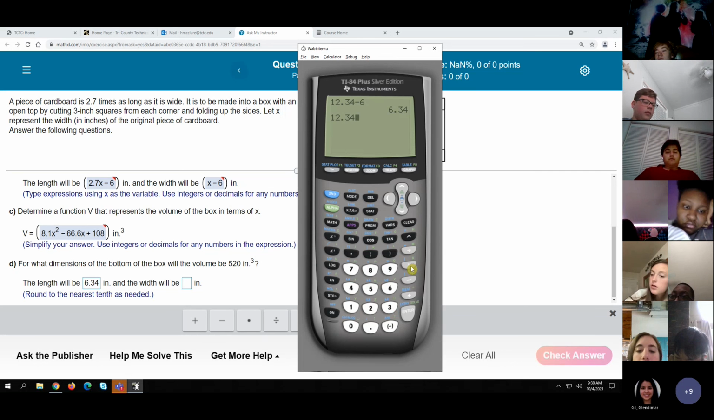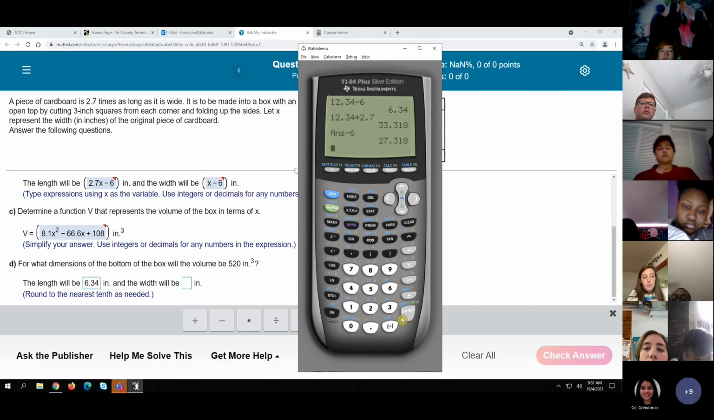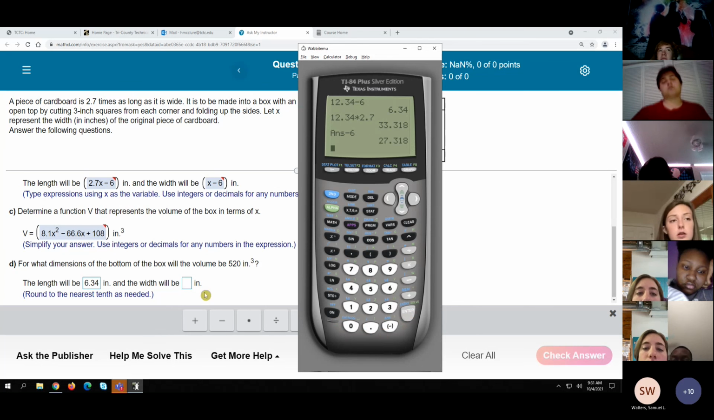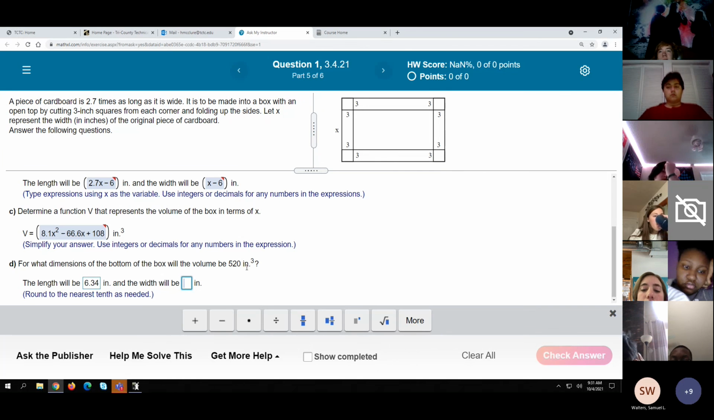times 2.7 minus 6. 27.32. Now this easily could be added 6 to it. It could actually be 33.32 and 12.34 if you were adding the 3 inches to the length instead of cutting it out. Cutting it out is minus.